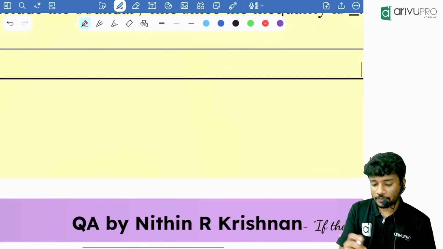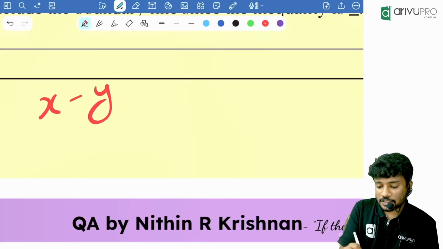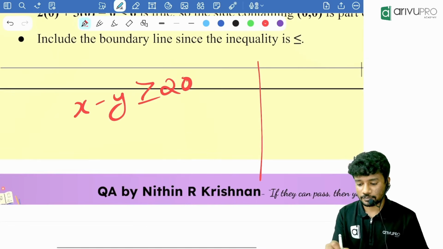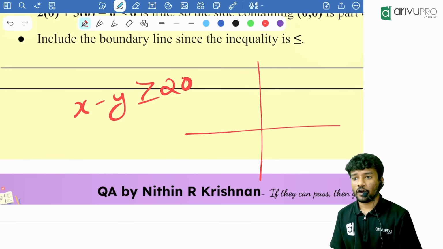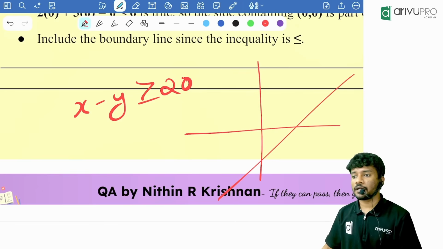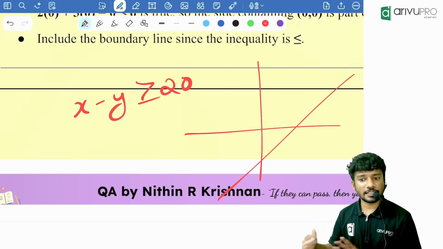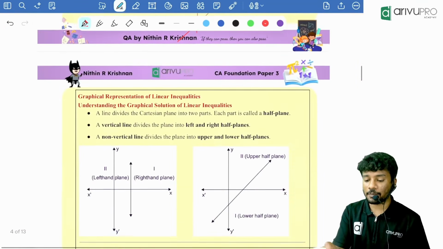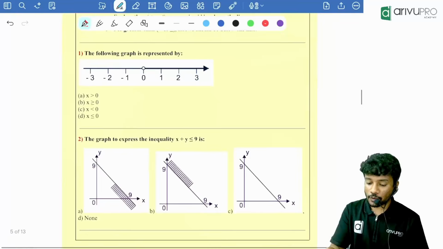Now, x minus y greater than or equal to 20. How will the graph look? Lower left to upper right. Done. Right away done. So inside the exam hall, they will be asking you questions like this.